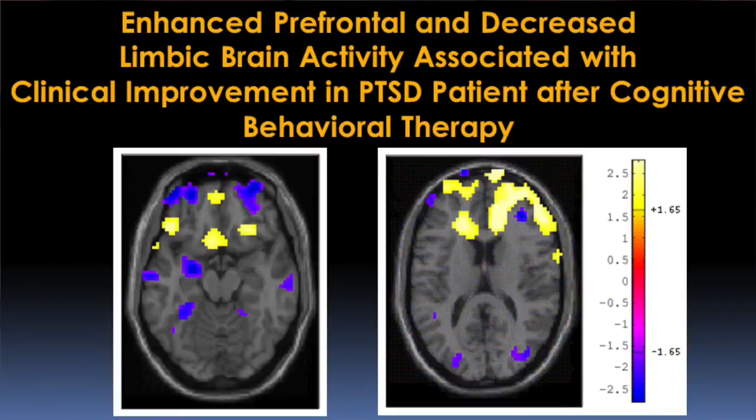We're examining patients before and after cognitive behavioral therapy for post-traumatic stress disorder and are able to identify the changes in profile of activity that accompany successful treatment, and that's associated with an increase in the executive functions of the frontal lobe that engage and modulate activity in the more primitive areas of the brain.